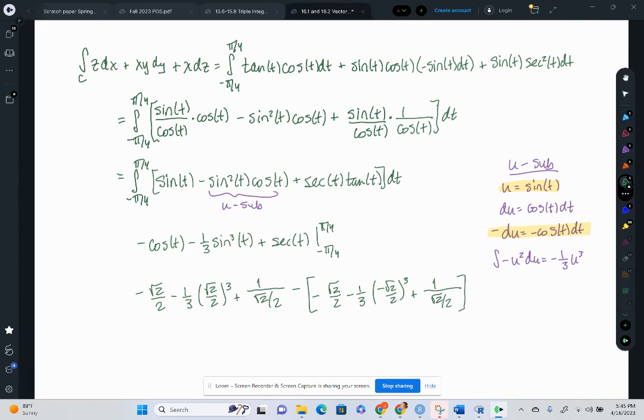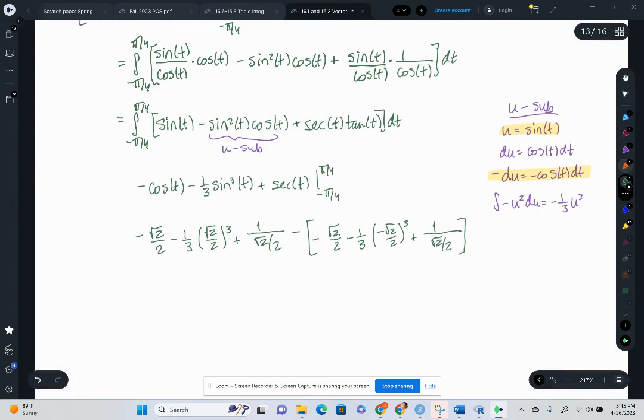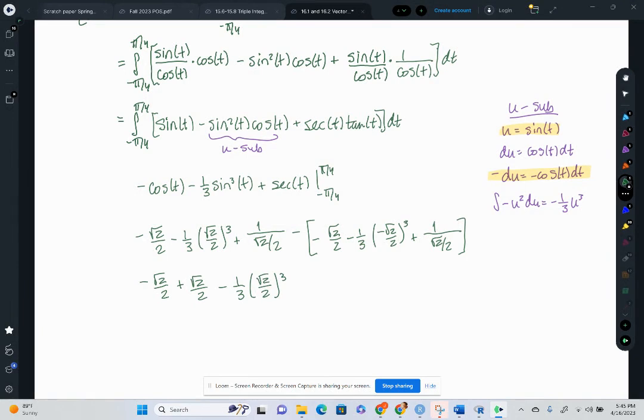If I distribute my negative sign and rewrite all of this, what I end up with is negative root 2 over 2. I get a plus root 2 over 2. I have a minus 1/3. I'm going to go ahead and leave this uncubed. I'll deal with it in a minute. Oh no, maybe I will go ahead and cube this. If I cube a root 2 over 2, I get 2 root 2 over 8.